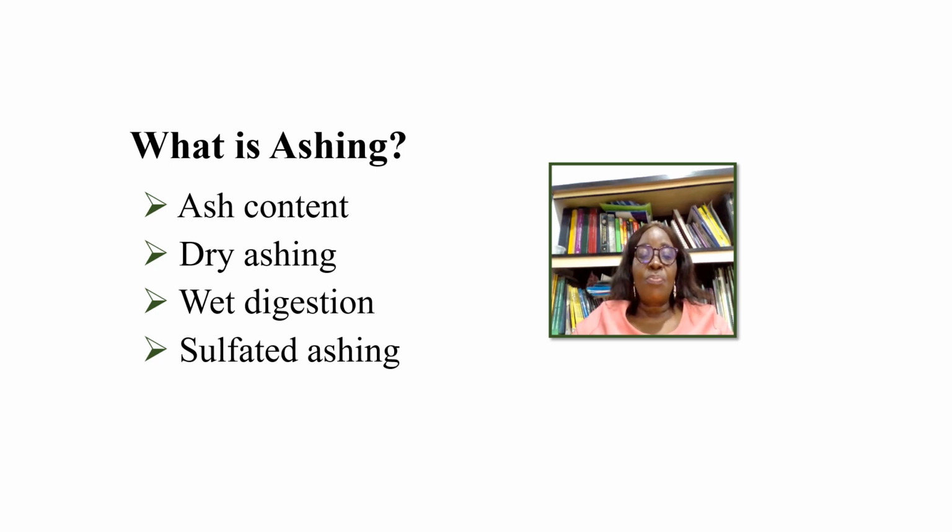And there are two major processes we can use in this ash analysis technique. We use dry ashing and wet ashing, though we also have sulfated ashing, as we will learn in the process of this class. The key difference between dry ashing and wet ashing digestion is that the dry ashing process involves the dry state of the sample, while in wet digestion process, the sample is in aqueous state.